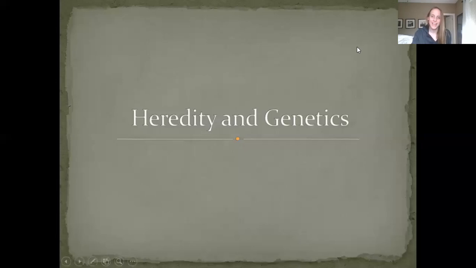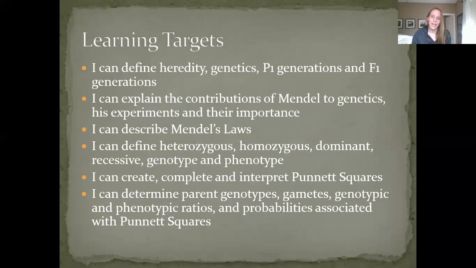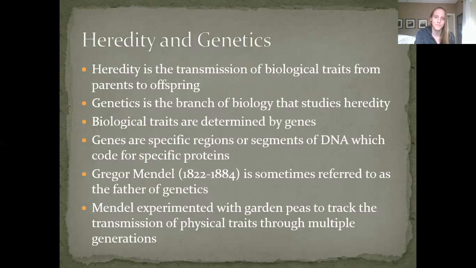Okay, so this is the heredity and genetics lesson. We're going to be looking at the different generations that are involved, like P1 generations as well as F1 and F2 generations. We're going to be looking at what Mendel contributed to genetics as well as his laws. We're going to go over some definitions about heredity like heterozygous, homozygous, dominant, recessive, genotype, and phenotype. And then we're going to be essentially using Punnett squares to figure out offspring phenotypes, parent phenotypes, genotype ratios, phenotype ratios, all that kind of stuff.